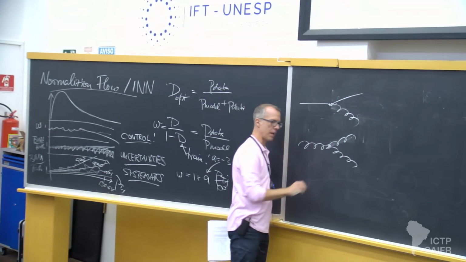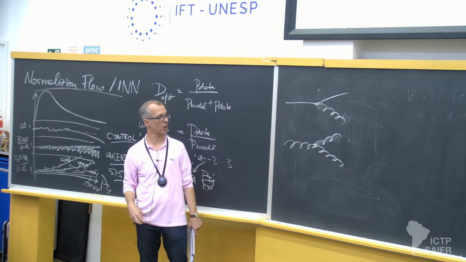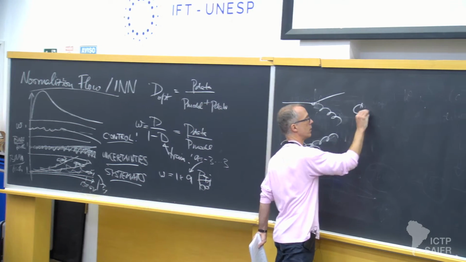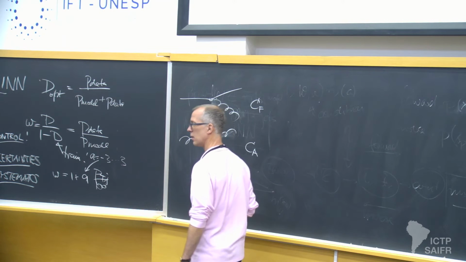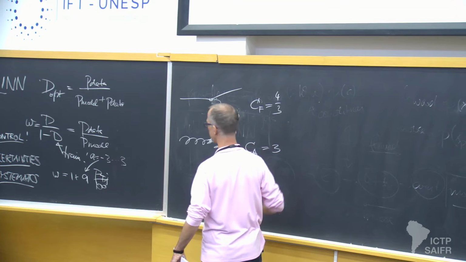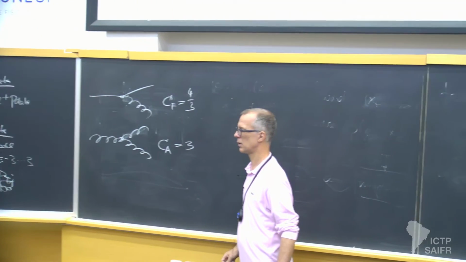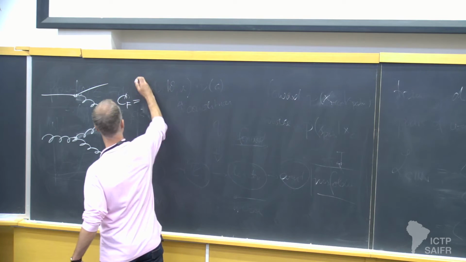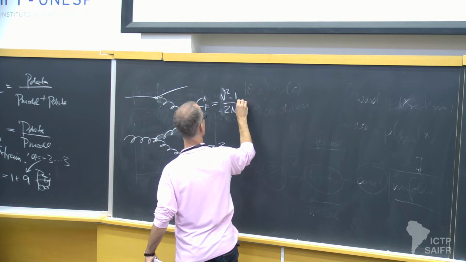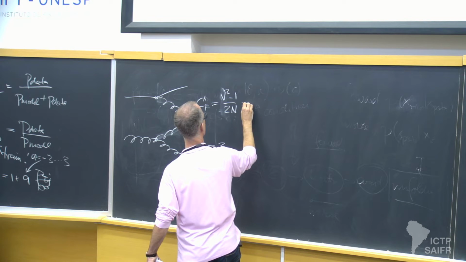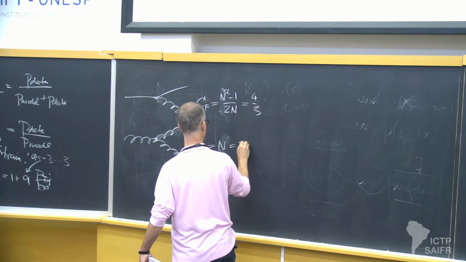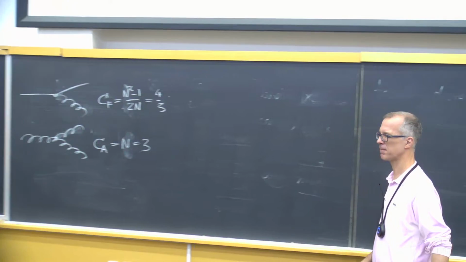The most important leading aspect of these two splittings is that they come with different color factors. CF, we call that, and the two Casimirs, CA. For QCD, CA is 3, and CF is 4/3. It's N squared minus 1 divided by 2N, which is 8 divided by 6, which is 4/3. Yes, okay, good. And N is 3. Okay, now we got it. So these are the two color factors.